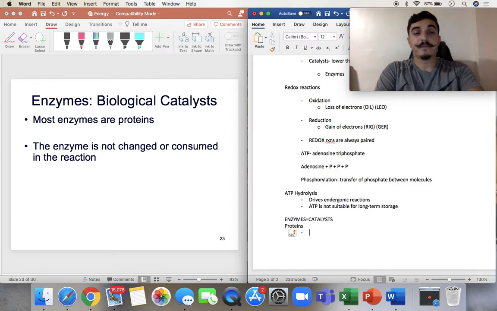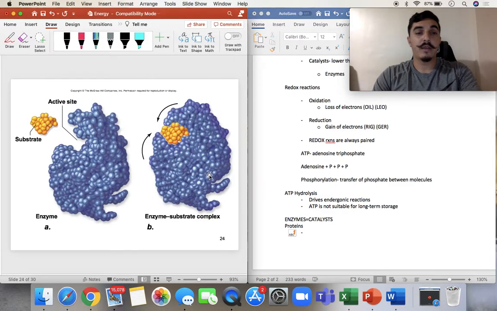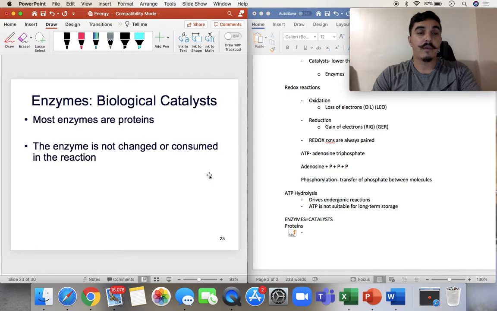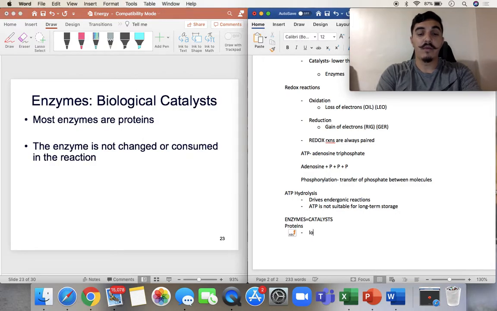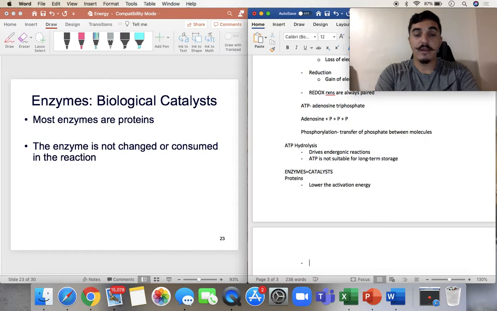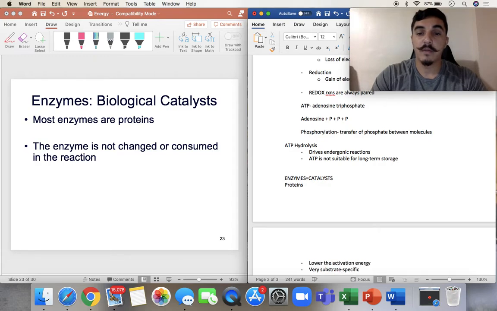Now, the enzymes or the proteins, let's see if I can do it here. I'll write it down here. They lower the activation energy. So we talked about that earlier. They reduce the amount of energy needed to start a reaction. So they lower the activation energy. And they are very substrate specific. Okay, they're very substrate specific.